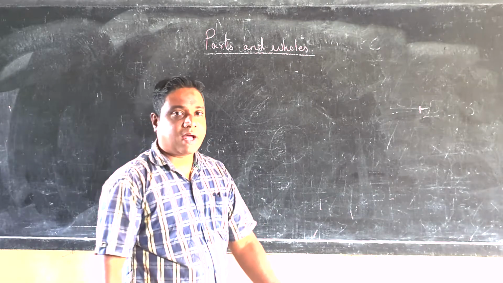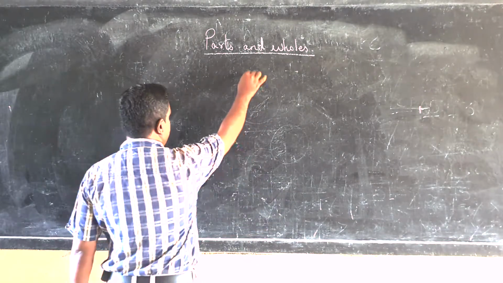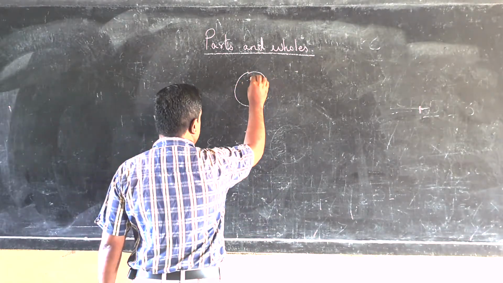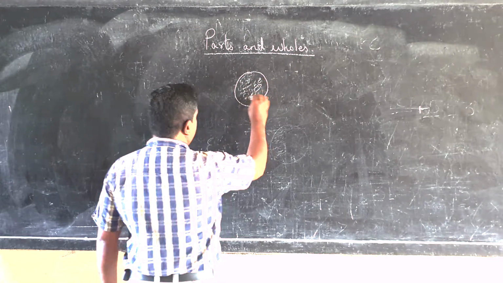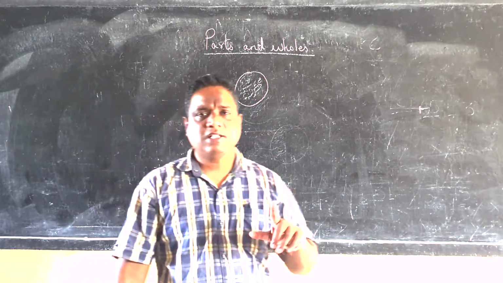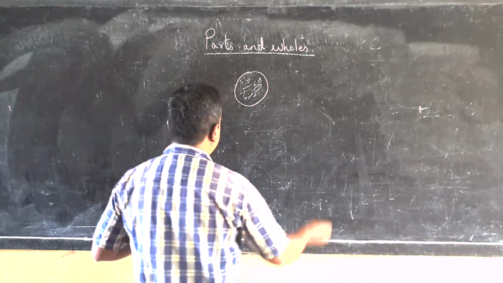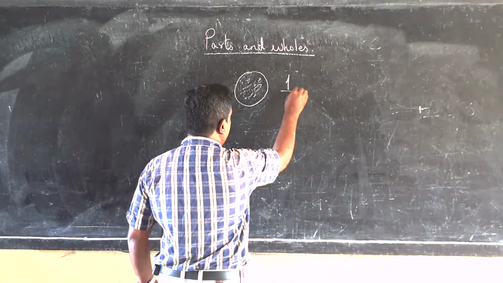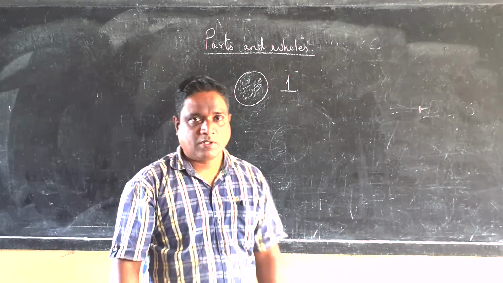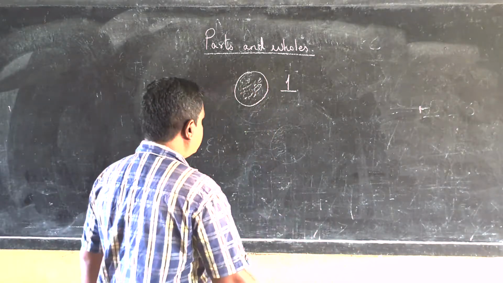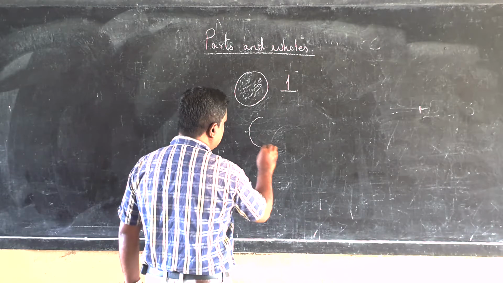Suppose I have a single circle. So how do I write? I write whole circle, 1, correct? A whole circle, 1, right? Correct?